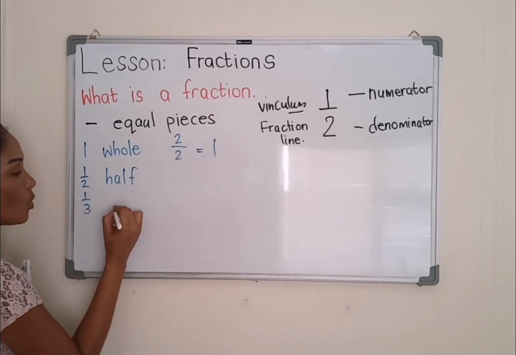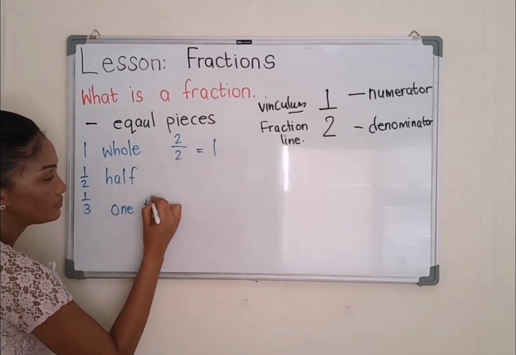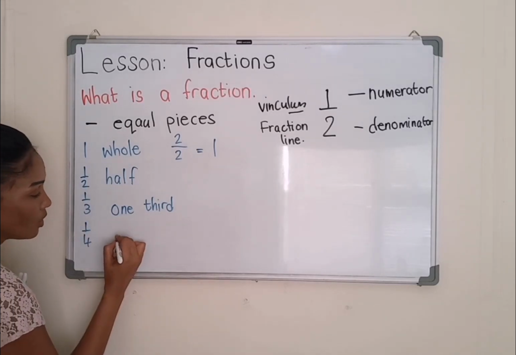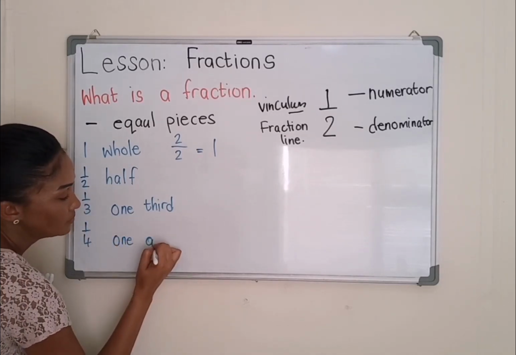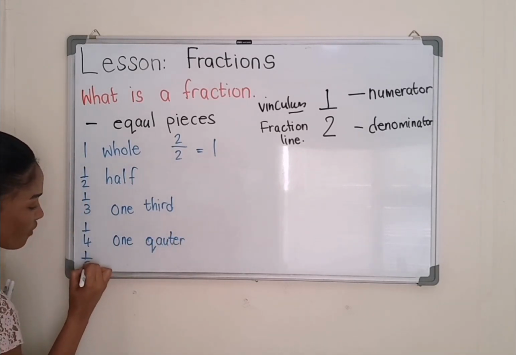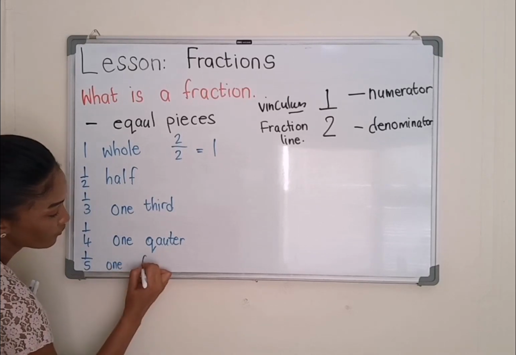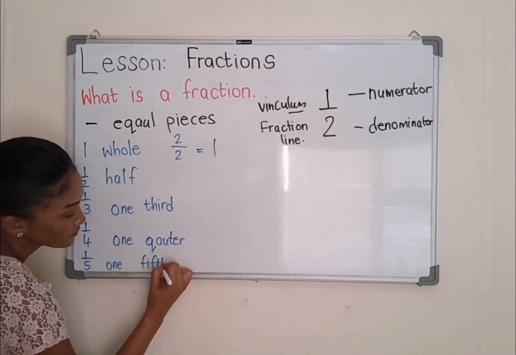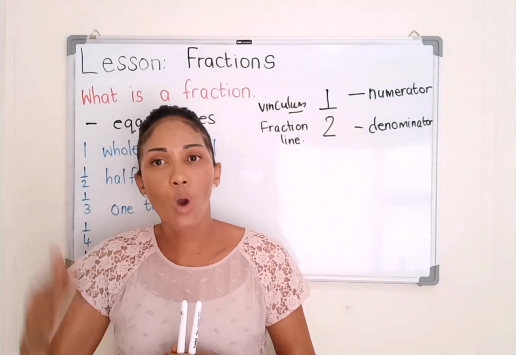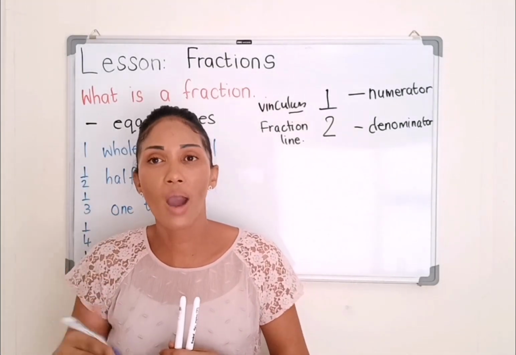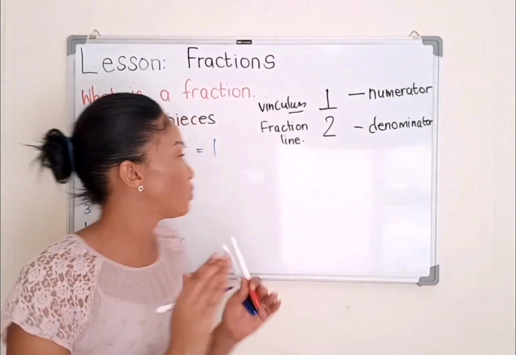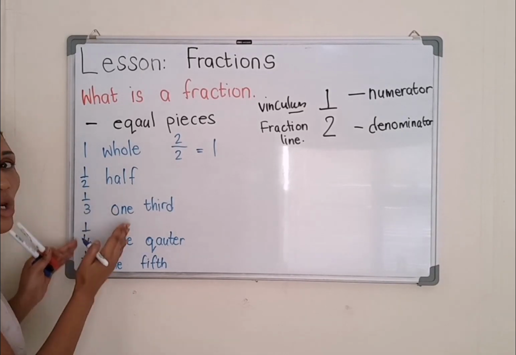This is called 1/3. This is called 1/4. And then we have 1/5. So on and on we go. 1/6, 1/7, 1/8, 1/9, and 1/10. You can still go on and on and on. But what I want to show you is, this is only 1.